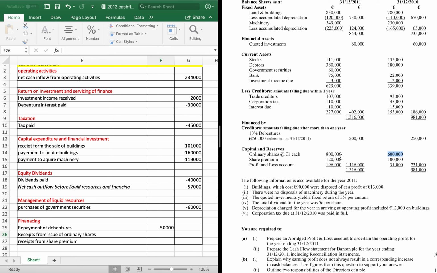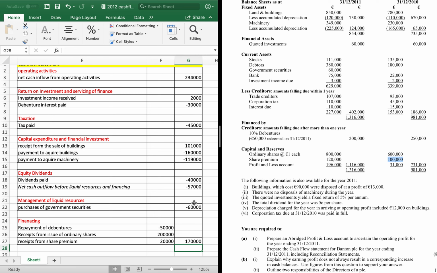Shares have gone from 600,000 to 800,000. So we must have issued 200,000 shares, so we will receive 200,000 in cash. We'll actually receive more than that because our share premium has gone from 100 up to 120, so we're getting a further 20,000 in cash. If we just add those together, you get a financing position of another 170.